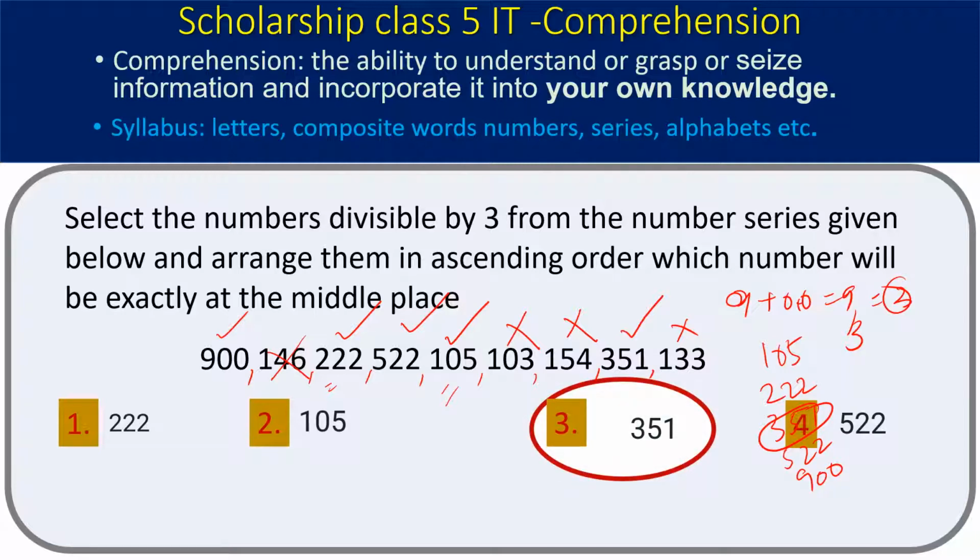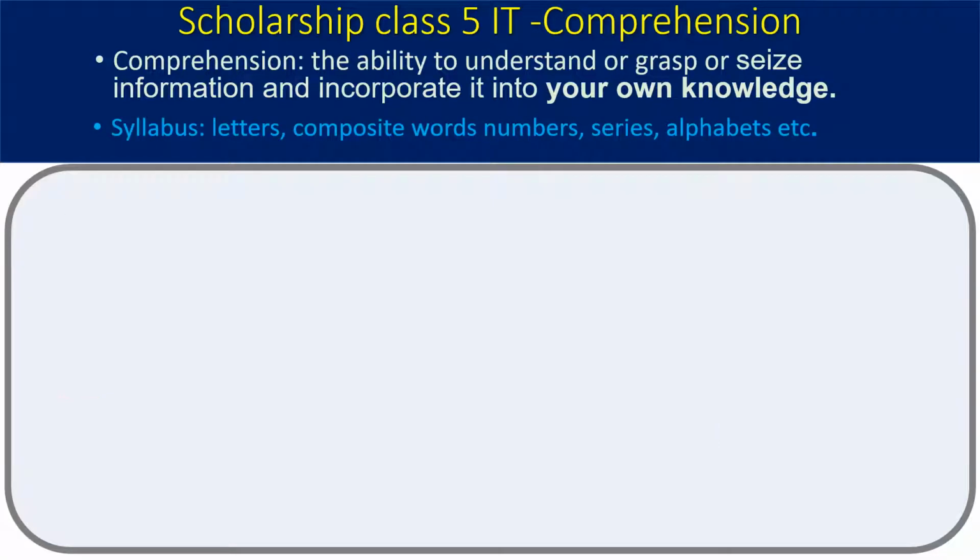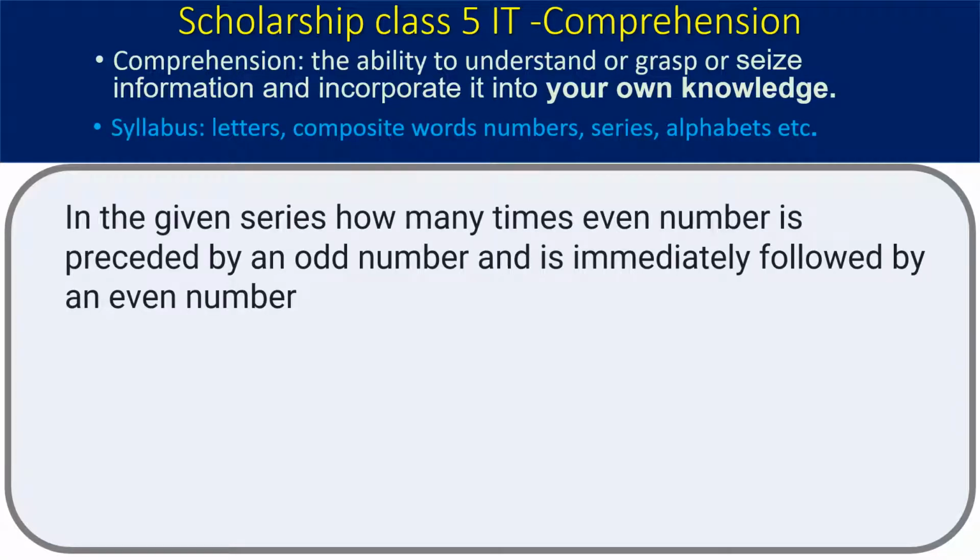Let me move ahead. In the given series, how many times is an even number preceded by an odd number and immediately followed by an even number? Understood? The question itself has something very special. They could ask it simply, straight away. In the given series, how many times is an even number, I am writing E for that, preceded by an odd number and immediately followed by an even number.